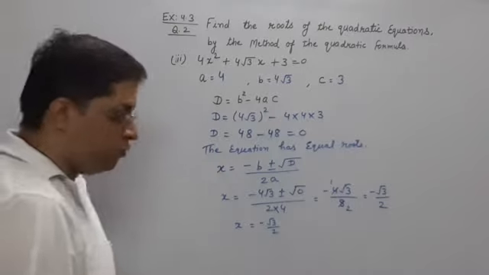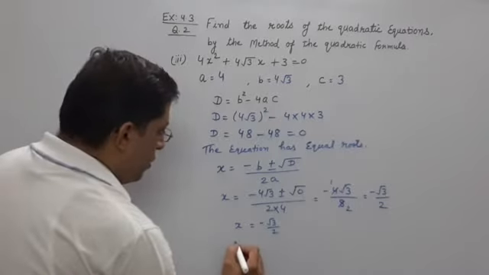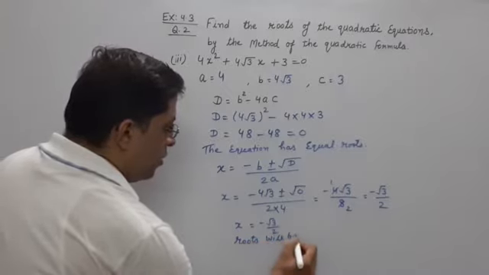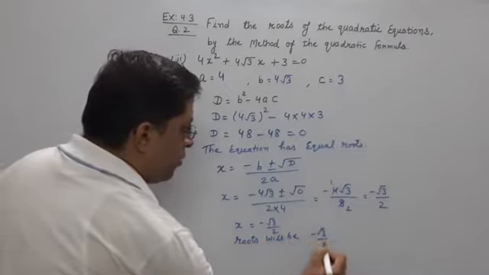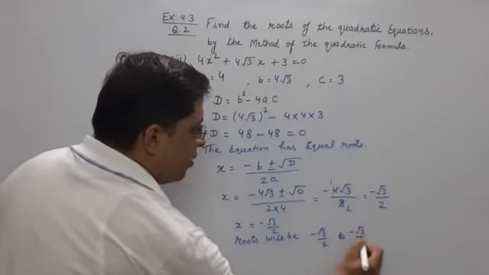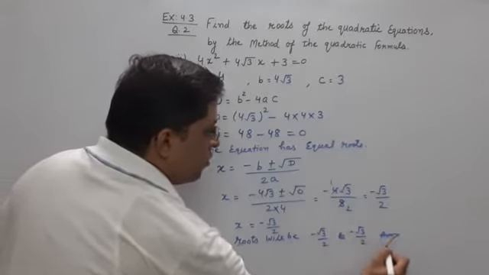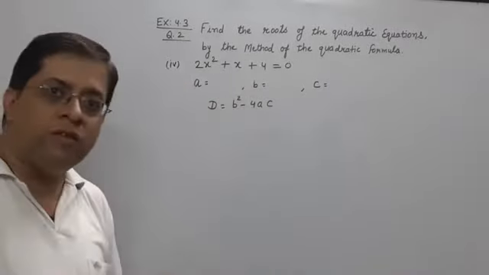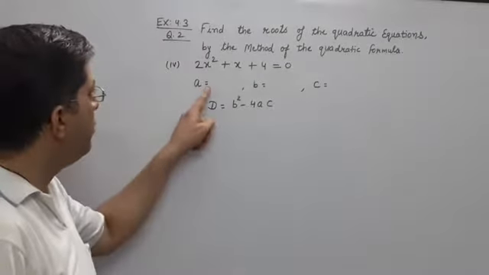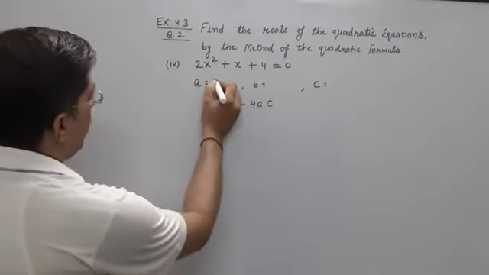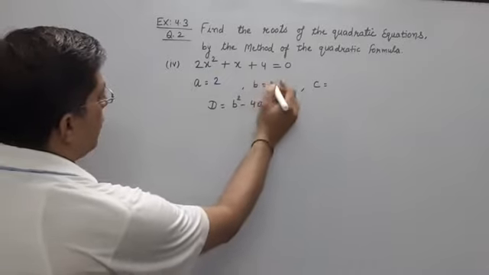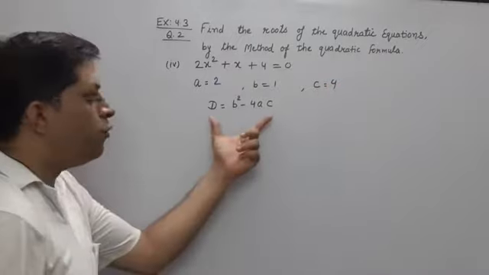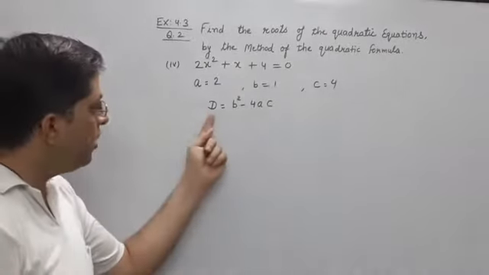These are equal roots. Then the roots will be minus root 3 by 2 and minus root 3 by 2. This is the answer. Yes, the fourth part is 2x square plus x plus 4 is equal to 0. Clearly see here a is 2 because it is the coefficient of x square. The coefficient of x is 1 and the constant is 4. Then I am going to find its discriminant.